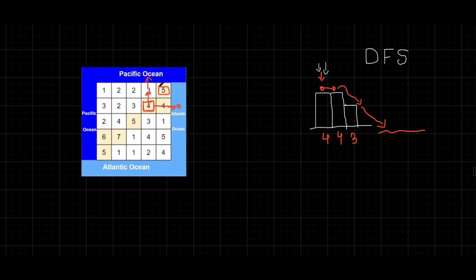Similarly, for this cell 5, the water can directly go to the Pacific and the water can directly go to the Atlantic. Similarly, for this cell 5, the water can go to the Atlantic and the water can go to the Pacific. Similarly, for this 7, the water can go to the Atlantic and the Pacific as well. And for this 5, the water can also reach both of the oceans. This is the intuition and the explanation of the algorithm.